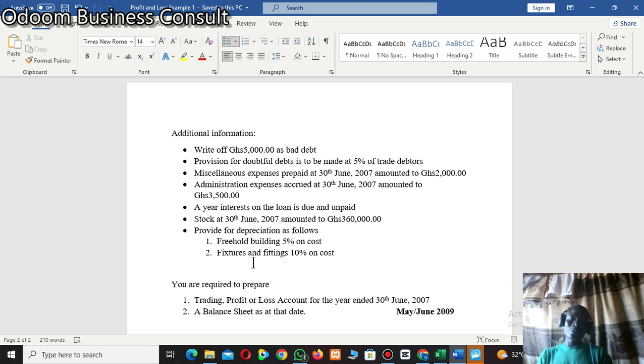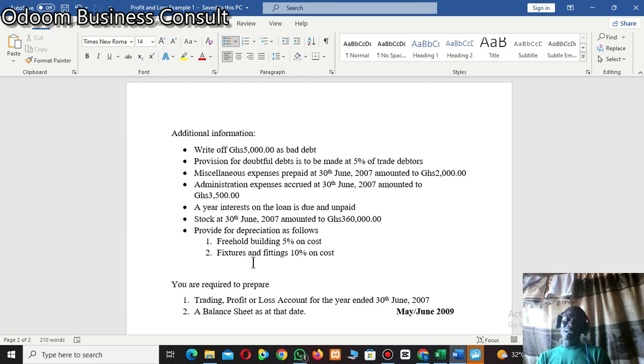So as at the end of the accounting year, the interest on the loan we are supposed to pay, but we have not made payment for that. That's the meaning. It's due and unpaid. We have to make payments for it as at that date, but the business may be due to one or two reasons, they've not made payment for that. So how do you treat it in your books?